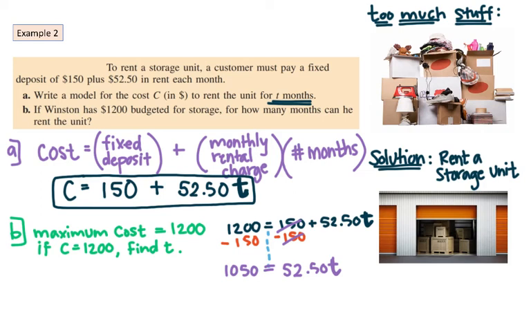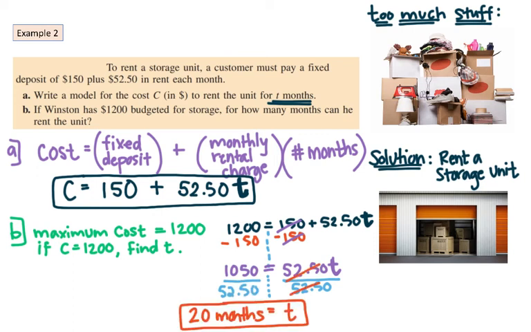We want to know what is T. So we need to isolate it, which means looking at the right, we want to remove this 52.50 times T. The opposite of times is divide. We do the same thing on both sides, so we're not changing anything. And when we simplify, when we divide, we get that T is 20 months. So he can keep all his stuff in that storage unit for 20 months before he runs out of money.